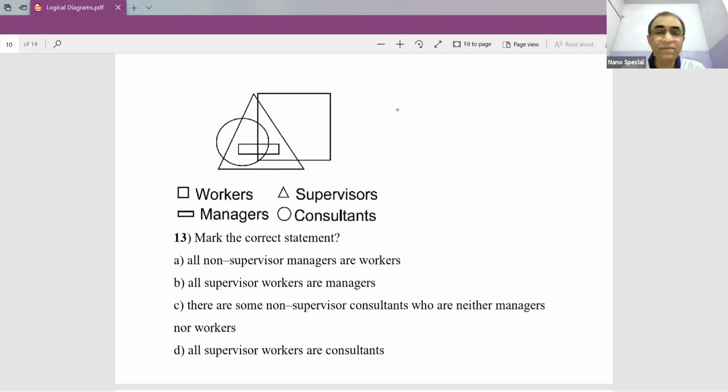So what do we have here? Again, it starts with all this. All non-supervisor. Now, who is a supervisor? This is a supervisor. This is a consultant. Oh God, again, I have a problem.